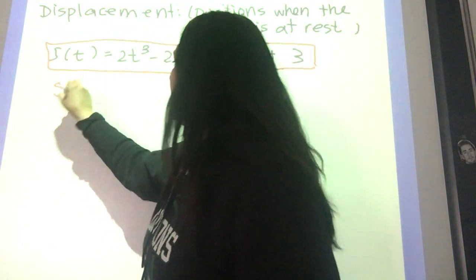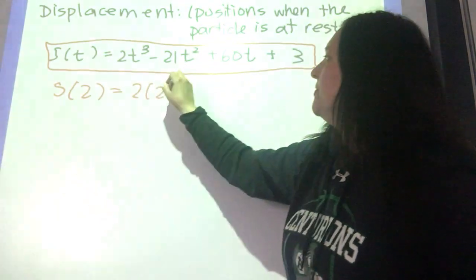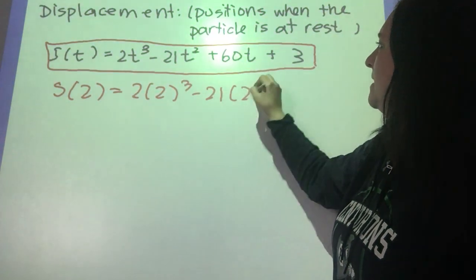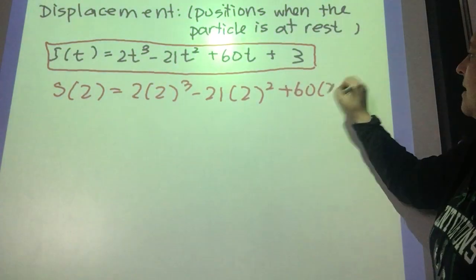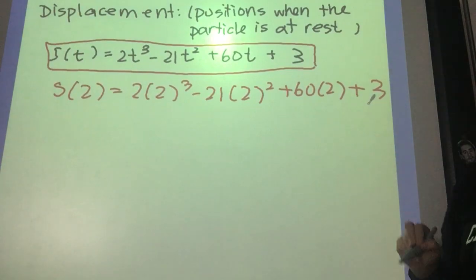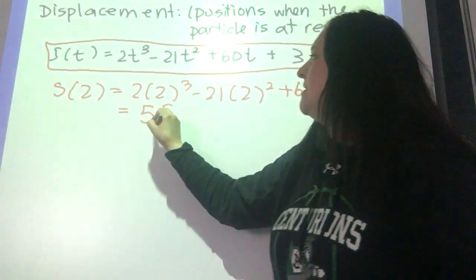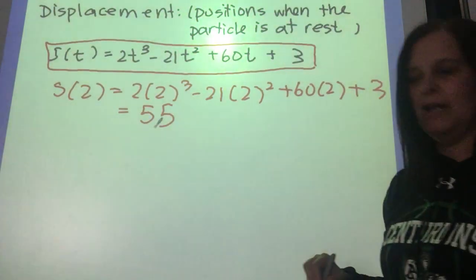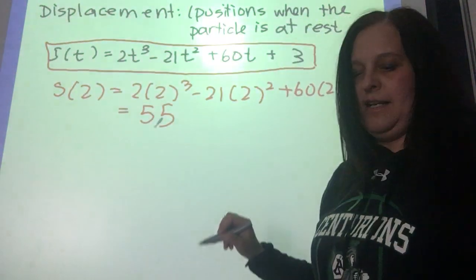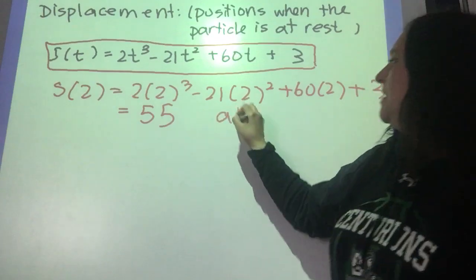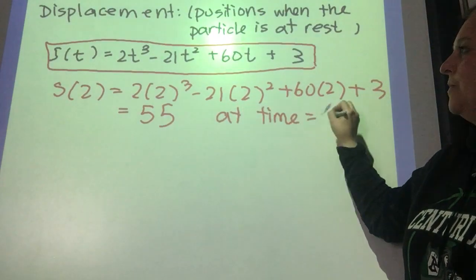So we replace our two values in. First, you replace the t's with 2. You could do some fun mental math at home since I'm sure you're bored. If you do it correctly, you get s of 2 is 55. This is where its position is when the time is 2.